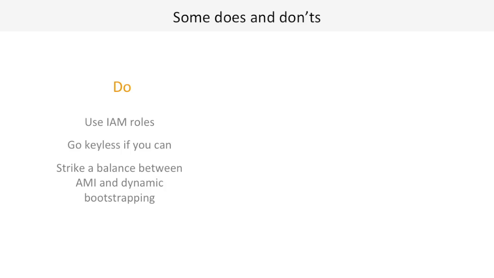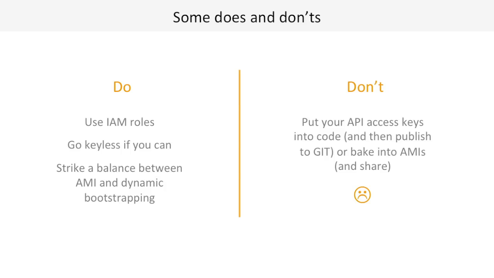So some do's and don'ts though. So do use IAM roles. Go keyless if you can, because that engenders a better security stance. And then strike a balance between the AMI and dynamic bootstrapping, how much you bake in the AMI and how much you do dynamically. But the don't is don't put those API access keys into your code or bake them into AMIs and then share them. So don't publish code to Git that's got your secret key and your access key.